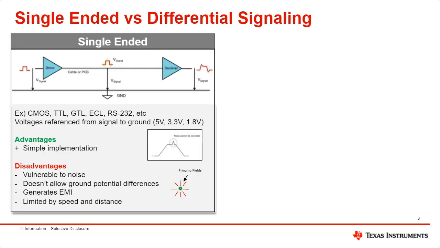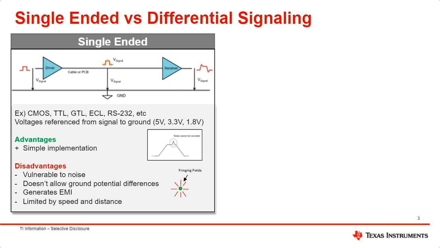So in order to understand the benefits of LVDS, I think it's important to first understand the benefits of differential signaling. There are many differential signaling standards that are used in the market. So we'll talk about that in a later slide. But first, what is single-ended signaling? Well, single-ended signaling is the simplest form of communication, and it's the most commonly used way to transmit a signal.